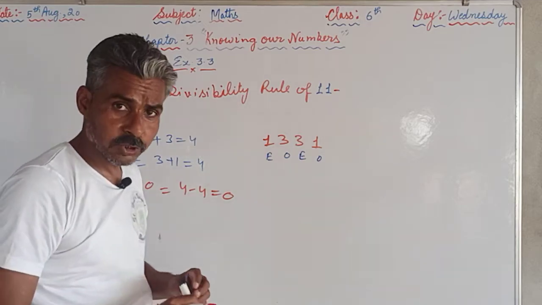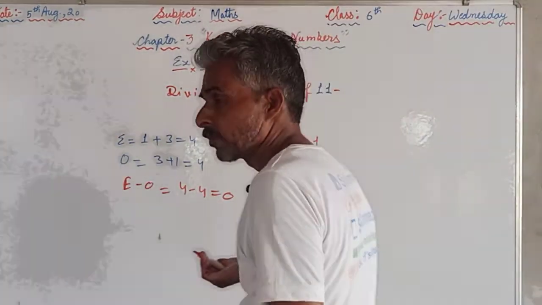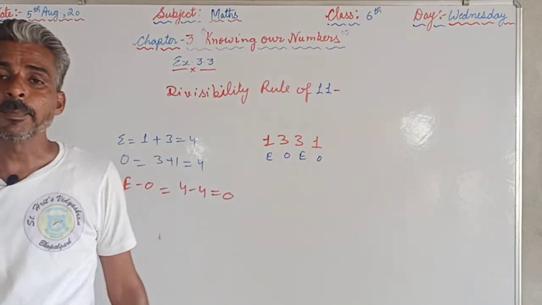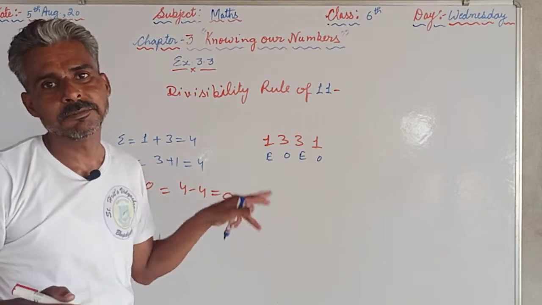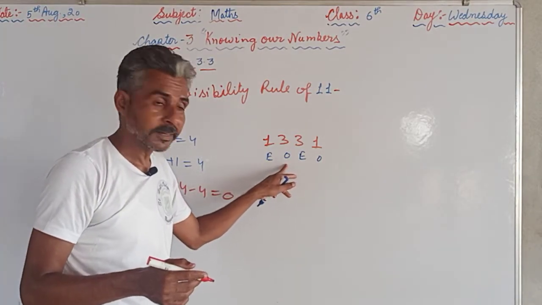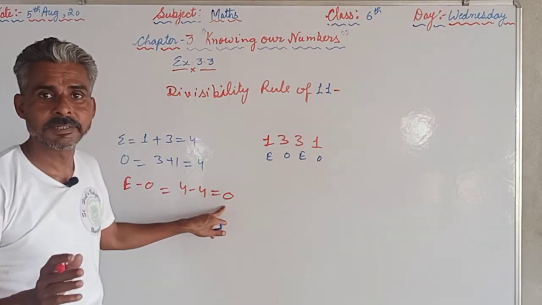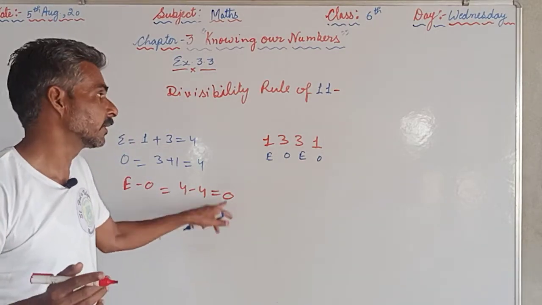So there either 0 will come or a number like 11, 22, 33, means either 0 or a number which is divisible by 11. If we get that, then we can say the number is divisible by 11. Here we got 0, means it is divisible by 11. If we get 1, it is not divisible, if 2, still not, if 10, still not. If 11 comes then it is divisible.